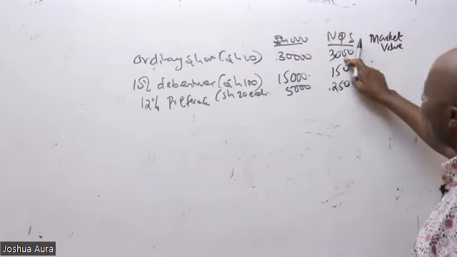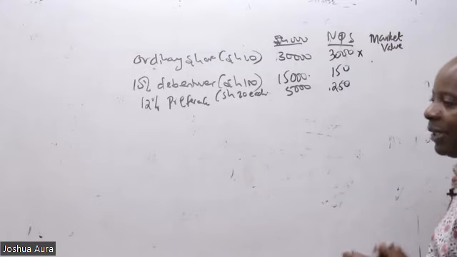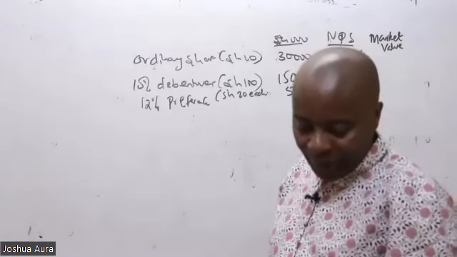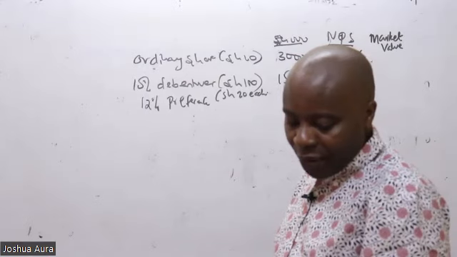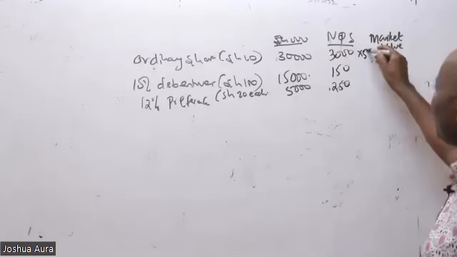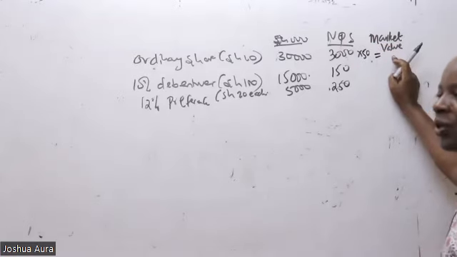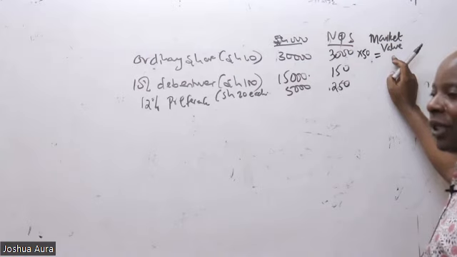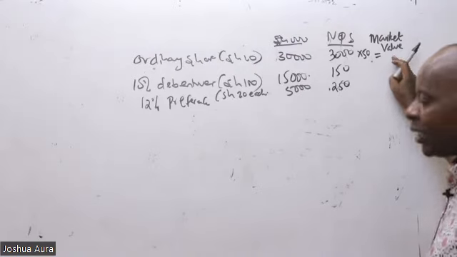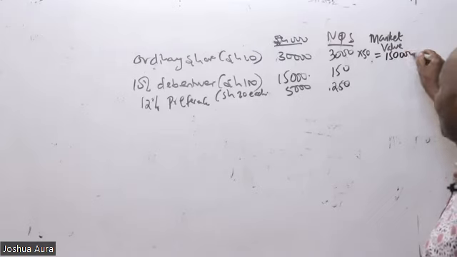So if we have 3,000 shares, we know how much one share is in the market at the moment. They have said the current market value of the ordinary share is 50. So 3,000 times 50. Could you kindly give me the market value of the shares? So 3,000 times 50 is 150,000, according to Monica.